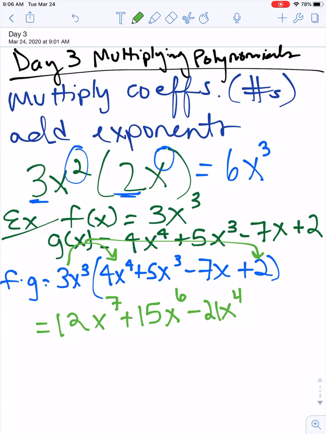And last but not least, I did not draw the arrows to everyone, but you can always go back in and do that in your notes. But last but not least, we have 3x cubed times 2. So remember, your numbers still multiply, so 3 times 2 gets us 6. Then we have an x cubed times an x to the 0, right, a 1. So we have 3 plus 0, which is just 3. All right. So that's how we multiply our polynomials.